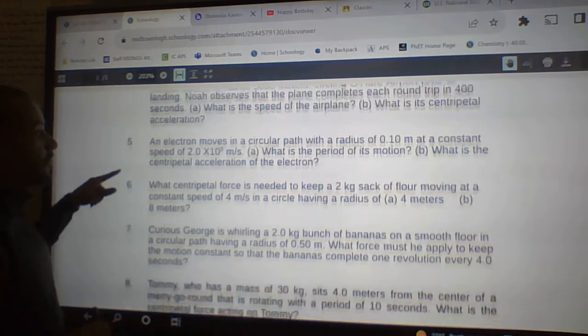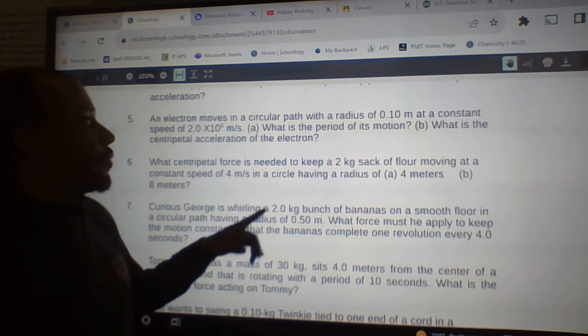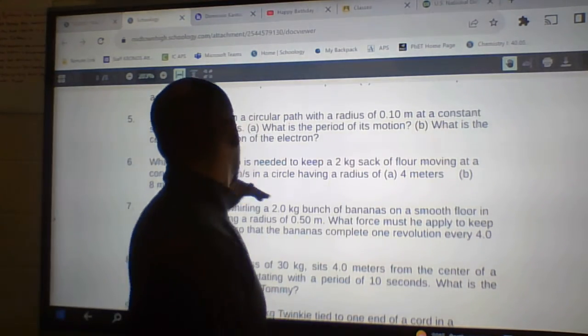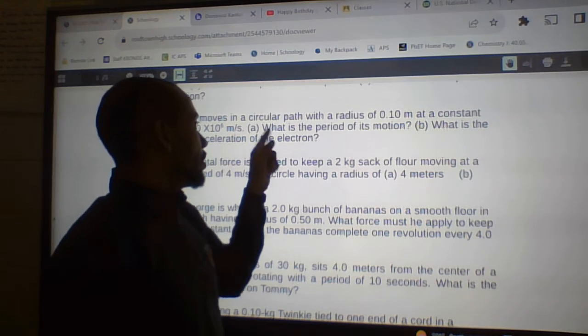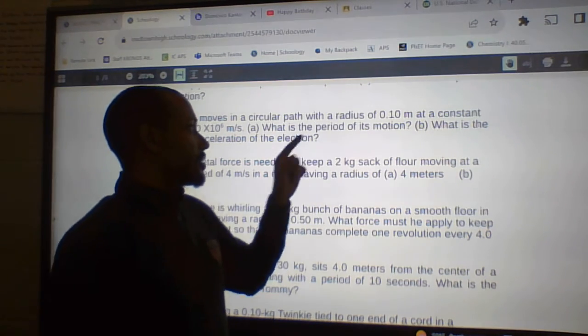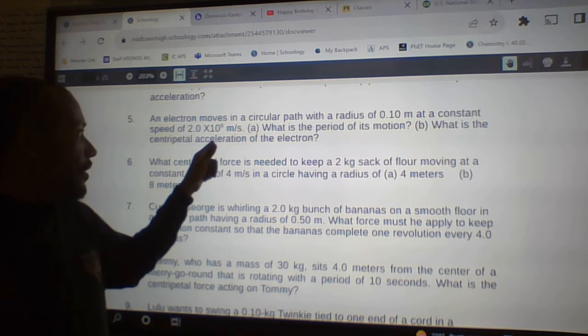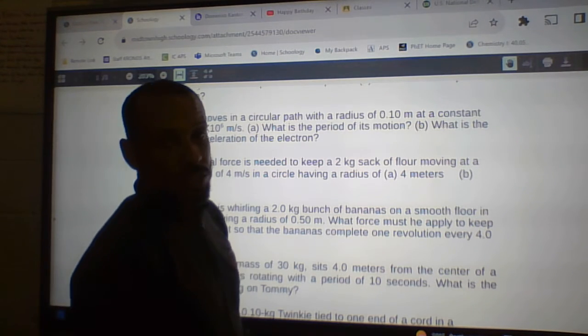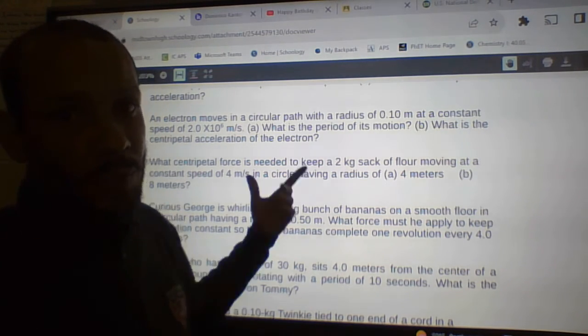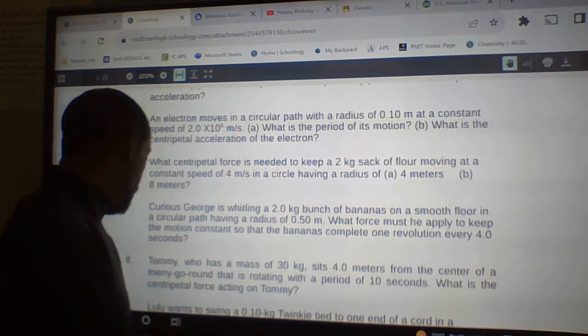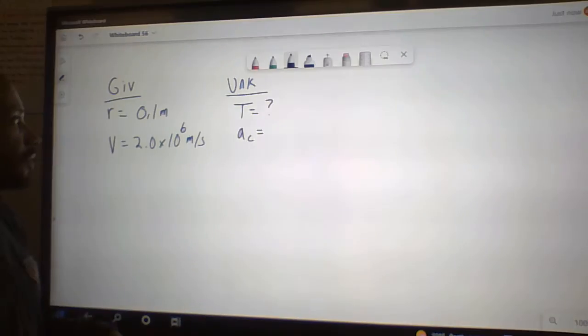Awesome job. So next we'll look at number 5. Number 5 is an electron moves in a circular path with a radius of 0.1 meters at a constant speed. They want to know what's the period, or its time for one revolution, and what is centripetal acceleration. So we have some given information and we have some unknown information. So let's put it together and see what we can come up with.